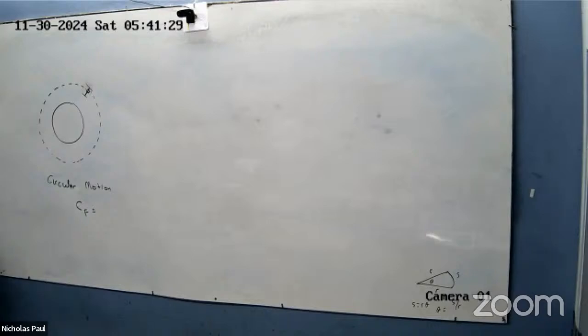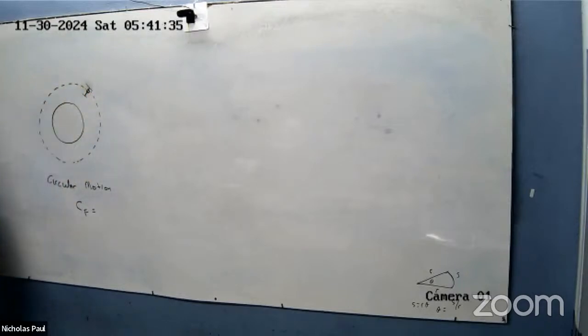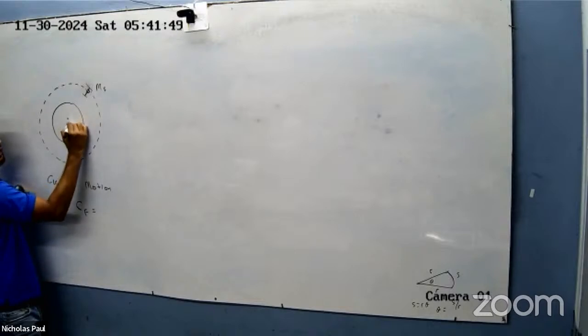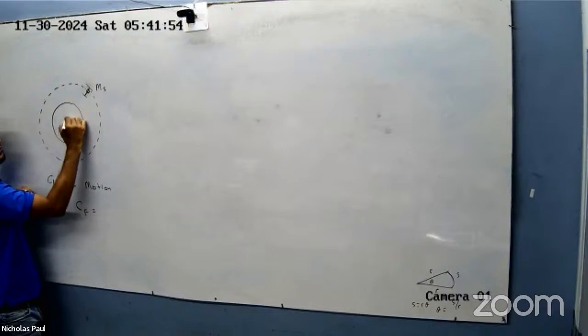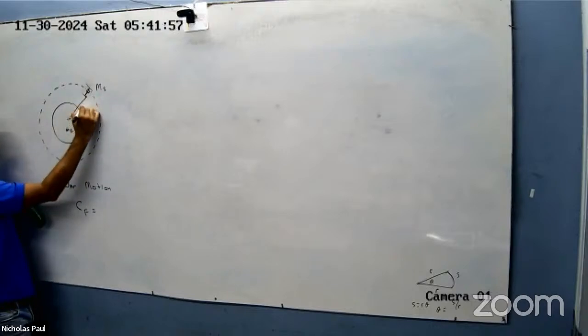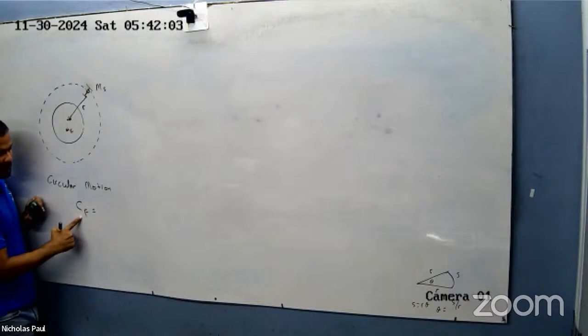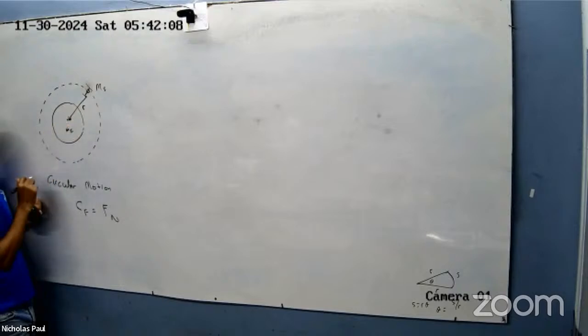What do you think is providing the centripetal force for this satellite to make the orbit? Gravity. The gravitational force of attraction between the mass of the satellite and the mass of the Earth. So the force of attraction between these two, separated by a distance r. Therefore, centripetal force is given by Newton's force of attraction between the satellite and the Earth.